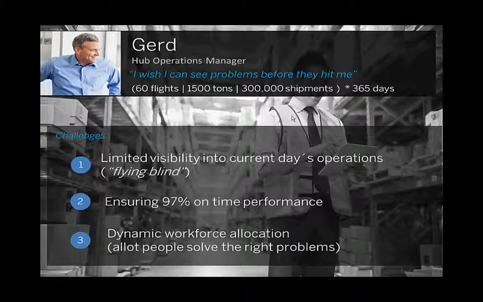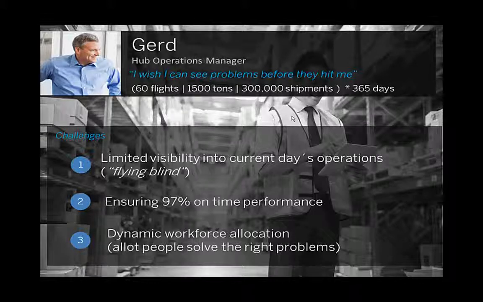The first one being he feels that he's sort of flying blind because he has limited visibility into his current day's operations. For yesterday's or last week's operations, he gets some Excel sheet which tells him what the volumes were and so on and so forth. But for present day's operations, he really doesn't know what's going on in the hub.